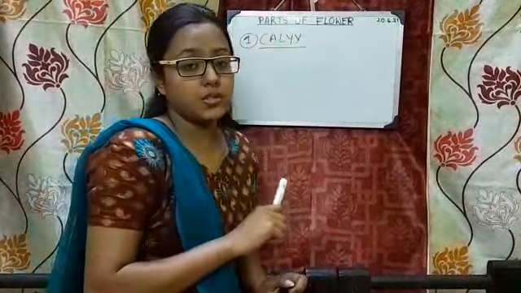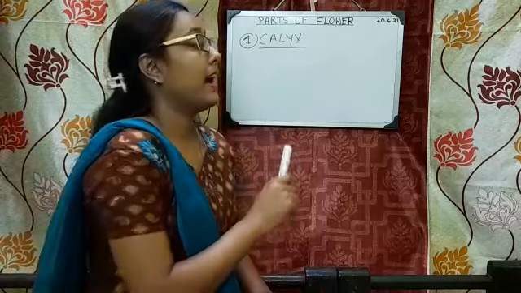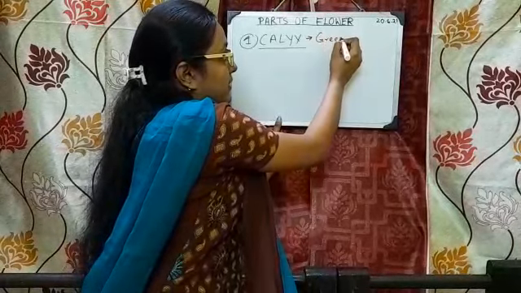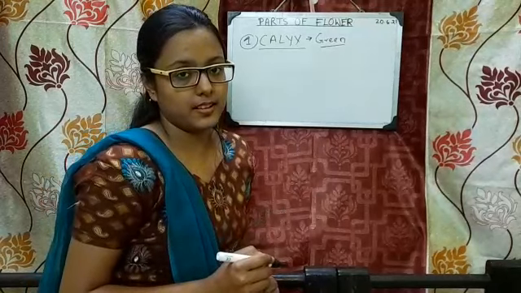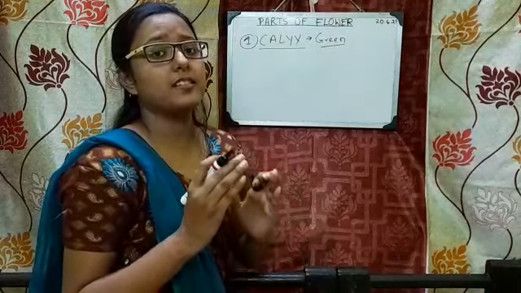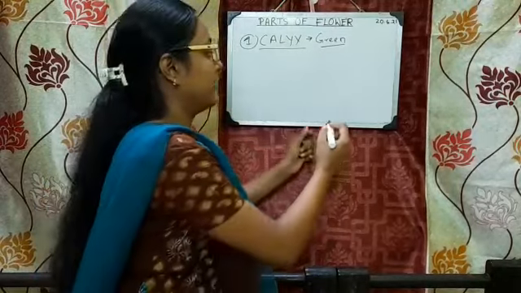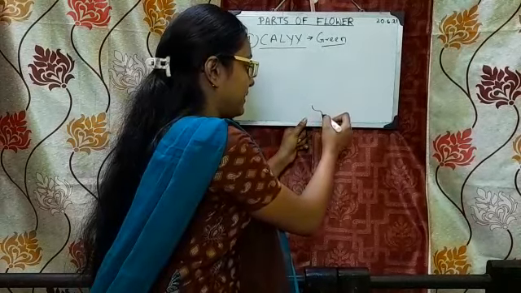It is the outermost and the first whorl of the flower, and they are green in color. So they help in photosynthesis, and they also protect the flower during its bud stage. Okay, and the diagram of the calyx is somewhat like that.